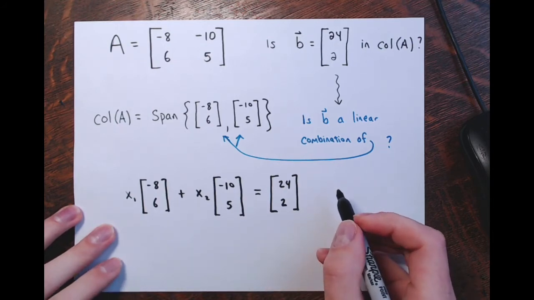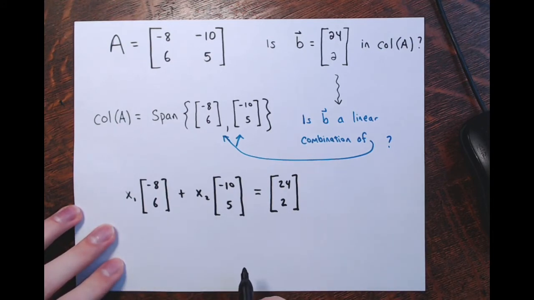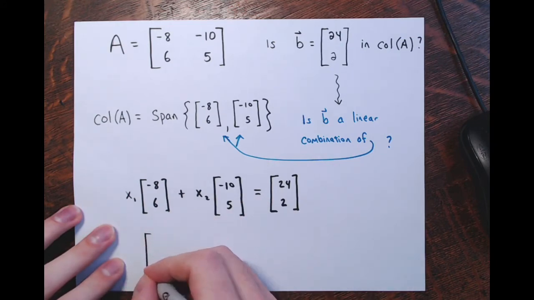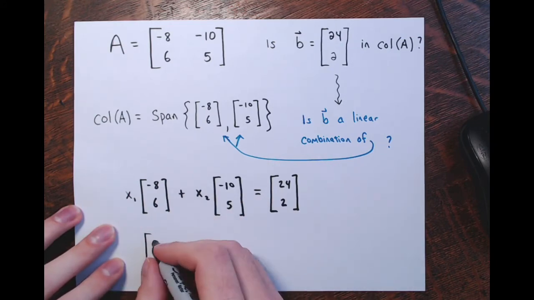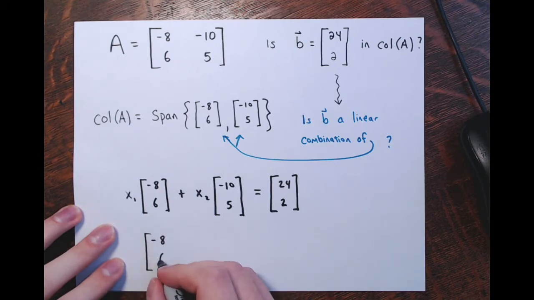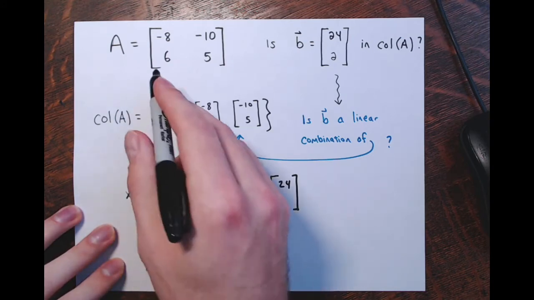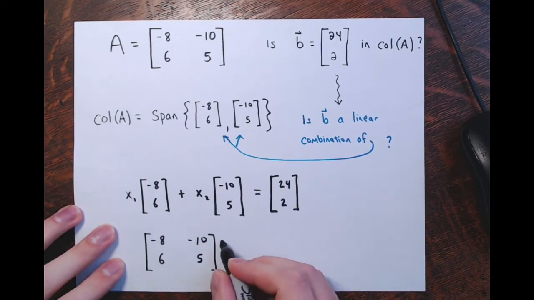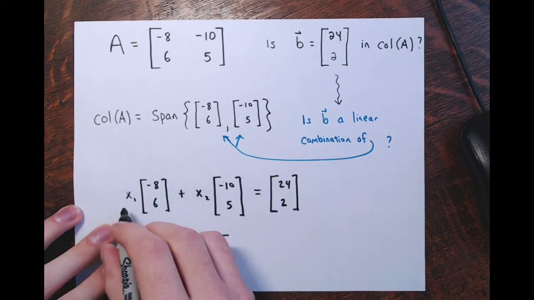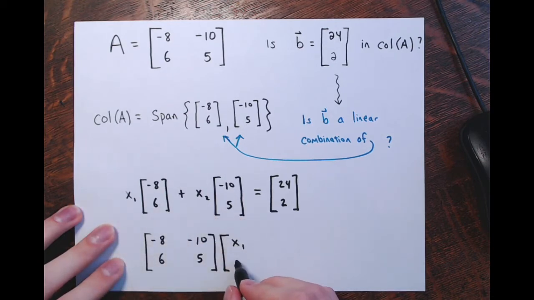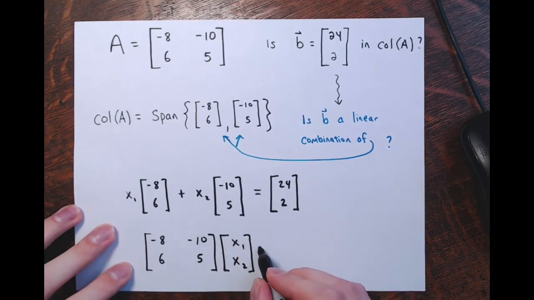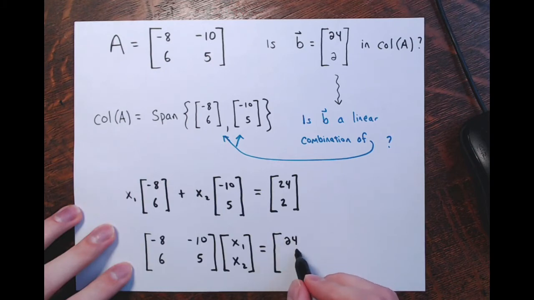Right. And you've seen this plenty. This can be expressed as a matrix equation like this, where you have your matrix A, with these column vectors as the columns, multiplied by this variable matrix with the x1 and x2, with these weights of the linear combination here. And when is that equal to the vector 24, 2?